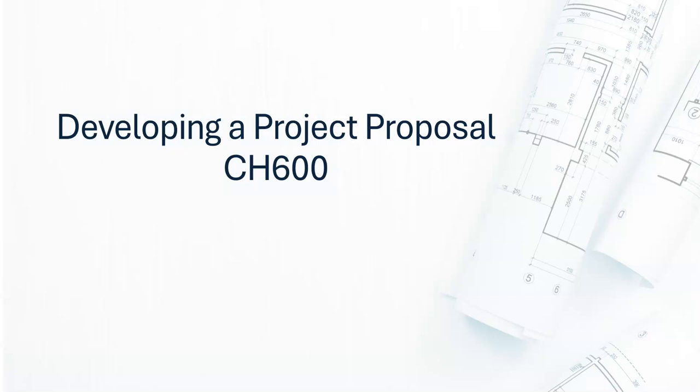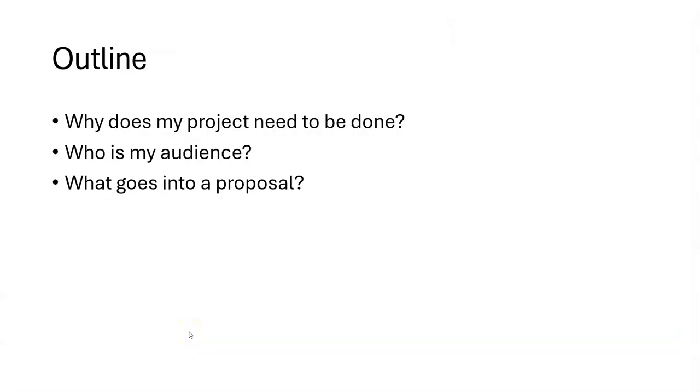But this next part of this lab, the second half, is really focused on you developing something different and unique and innovative. So something different that you're going to look at and explore, and you're going to create a proposal for doing that in the second half with a written plan. So some key features of this plan, we're going to talk about why does my project need to be done, who's my audience, and what goes into the proposal. And the last part's probably the biggest component of this short little video.